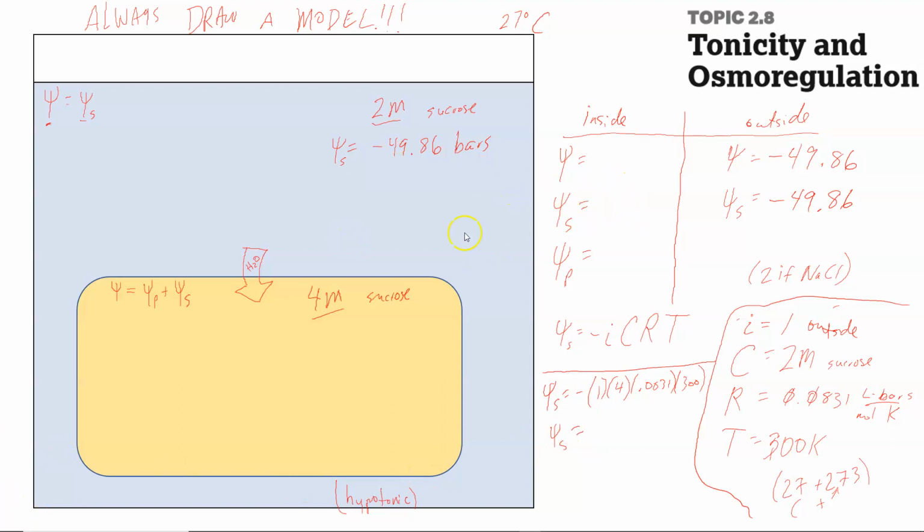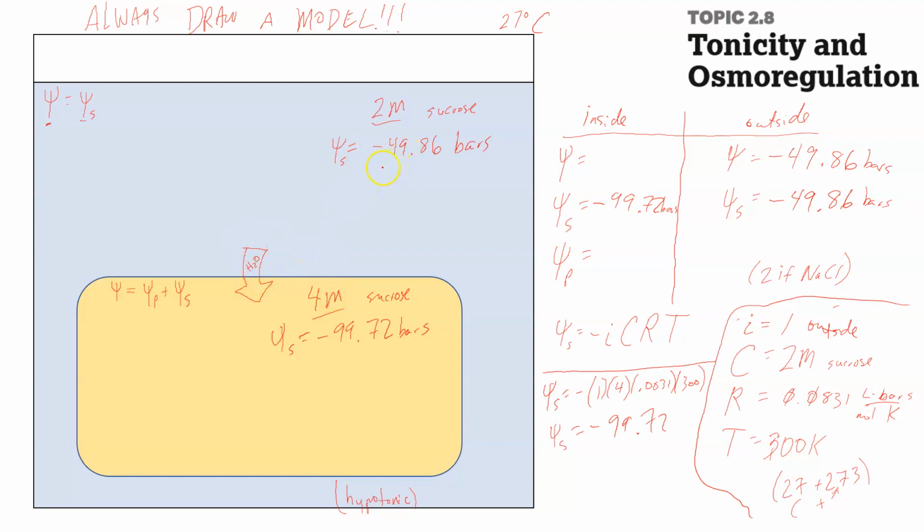Okay, you should have, or at least this is what I got, the solute potential inside is negative 99.72 bars, right? Units on here. So, solute potential inside is equal to negative 99.72 bars. Now, you'll notice we did say water is going to move in based on the concentrations, 2 molar outside, 4 molar inside.